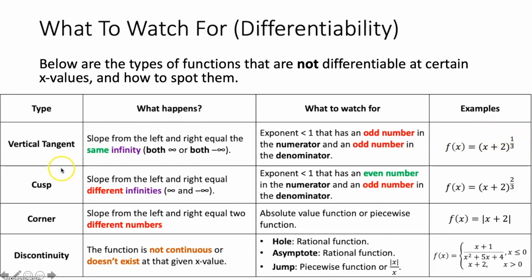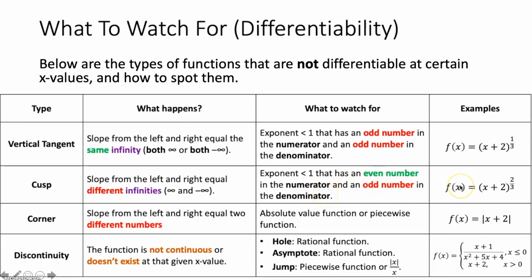Now, a cusp occurs when the slope from the left side of a function and the slope from the right side equal two different infinities. So if one approaches positive infinity and one approaches negative infinity, then you know you're going to have a cusp at that x value. Now let's talk about what to watch for with cusps. When you see a function, you're going to have a variable being raised to an exponent that is less than 1, just like up here. The only difference is in a cusp, the exponent is going to have an even number in the numerator and an odd number in the denominator.